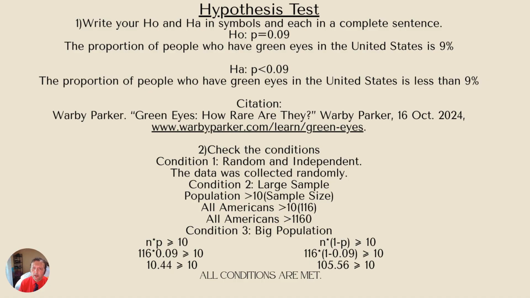Check the conditions. Condition 1, it was random and independent. The data was collected randomly. Condition 2, large sample. The population of all Americans is greater than 10 times 116, which is all Americans are greater than 1,160. Condition 3, big population. n times p is greater than or equal to 10, which ends up being 10.44 is greater than or equal to 10, and 105.56 is greater than or equal to 10. So all conditions are met.